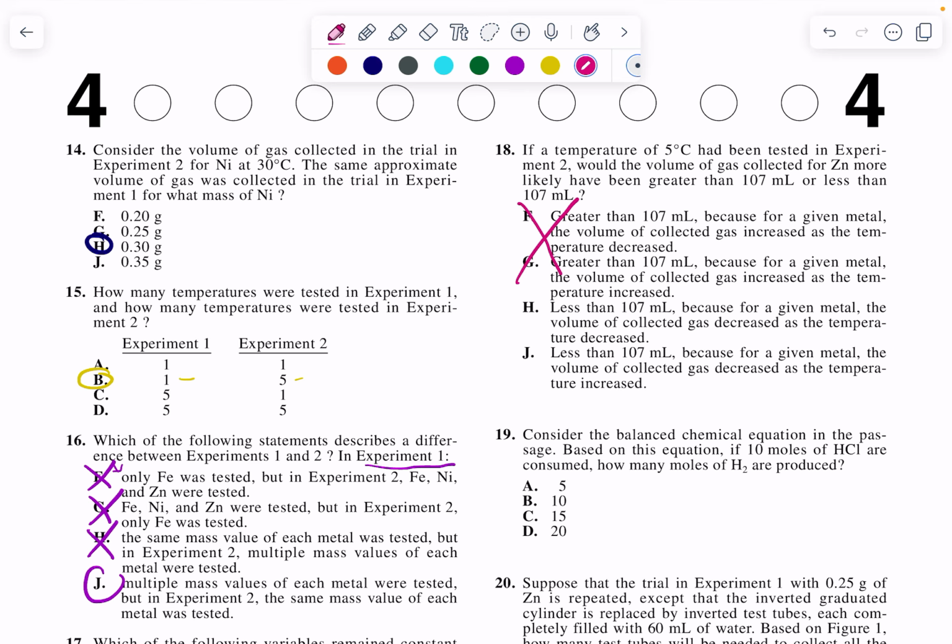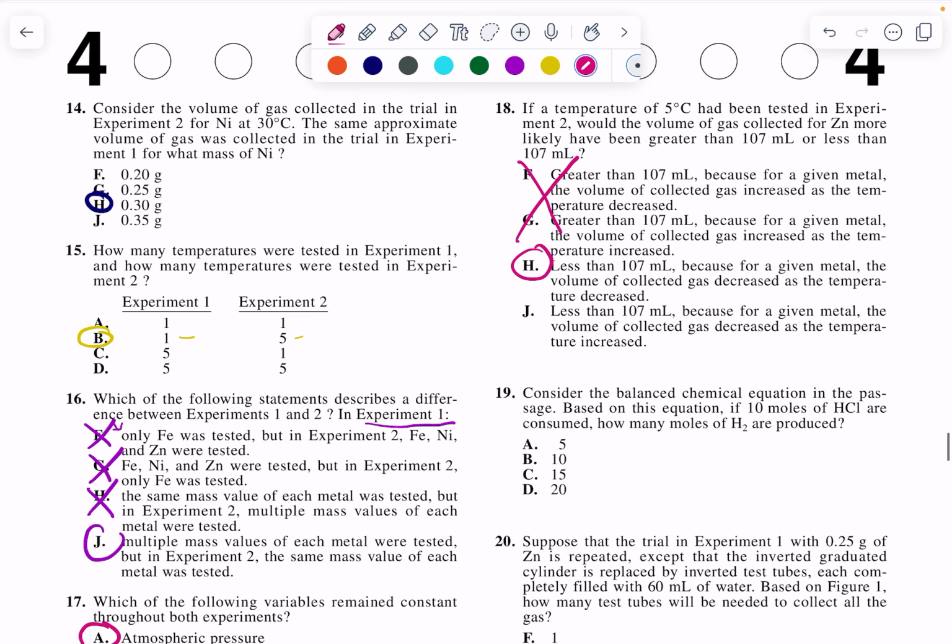And let's see, H says it will be less than 107 milliliters because for a given metal, the volume of collected gas decreased as the temperature decreased. That is indeed what we just said. Now, if we look at J, it says it would be less because the volume of gas decreased as the temperature increased. That's backwards, so it's not J, it's just H.